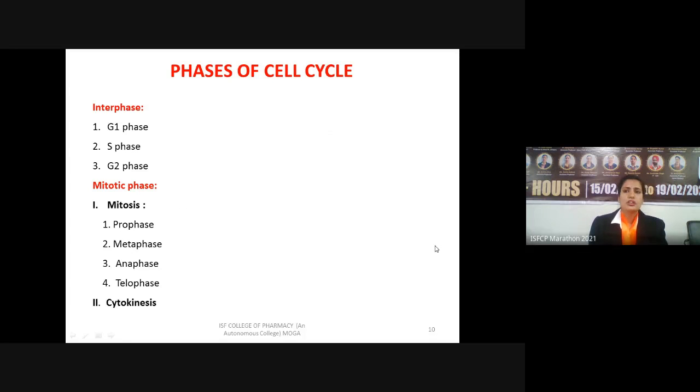So these are the phases of a cell cycle. In a complete cell cycle, there are two phases, interphase and the mitotic phase. Interphase is further divided into the G1 phase, S phase, G2 phase, and the mitotic phase is divided into two types. The first one is mitosis and the other is cytokinesis.